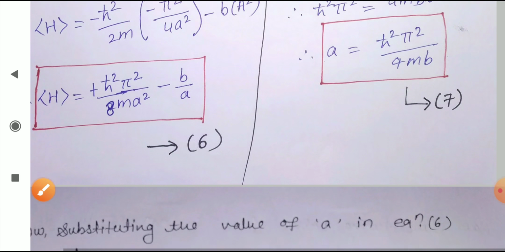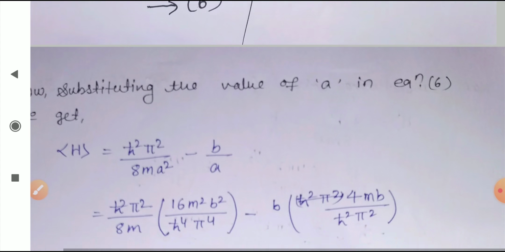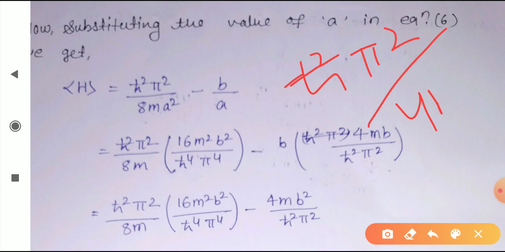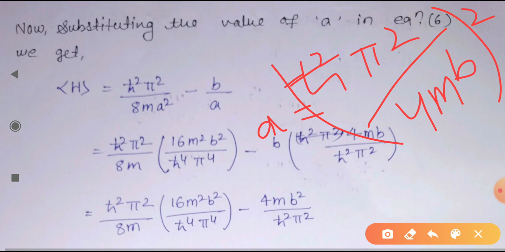Here the a value that we have got is h cross square pi square upon 4mb. This value of a we have got. Clear? So here we have 1 upon a, that means we can write 4mb divided by h cross square upon pi square, but already square is there, so we'll do the square of this. After doing square we'll get this.